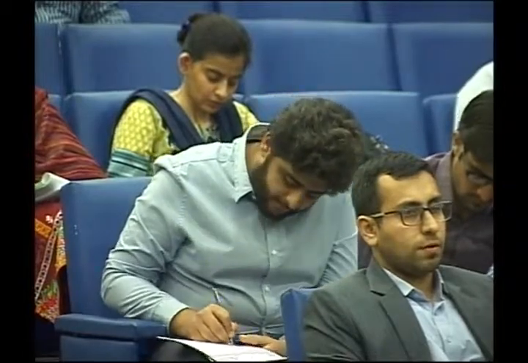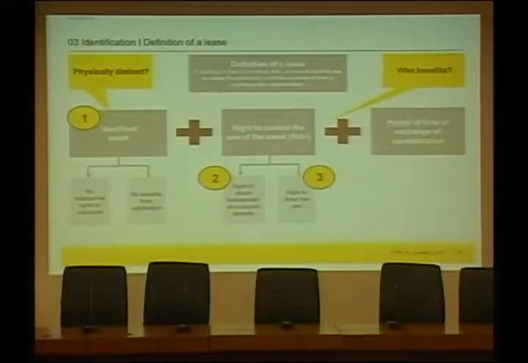Okay, no problem. The first thing is there has to be an identified asset. Second thing is it has to be defined who has the right to use that particular asset. And third thing is it has to be for a certain period of time in exchange of a consideration. This consideration can be in kind or can be in cash. Okay, clear? As I said, identification of an asset is, I think, one of the most debatable topics in my opinion.